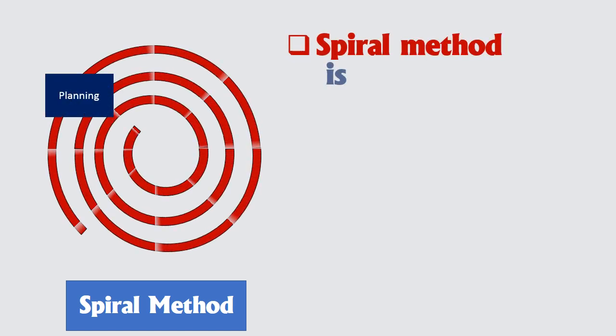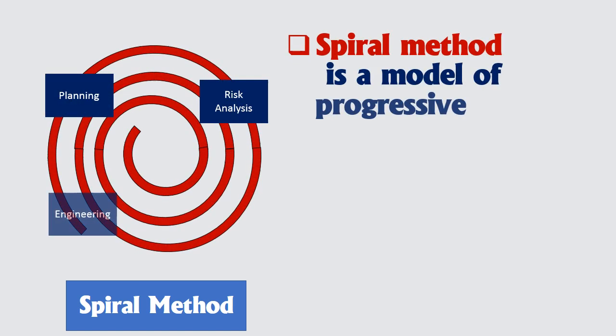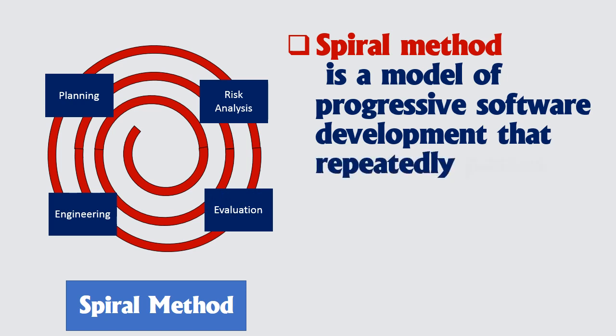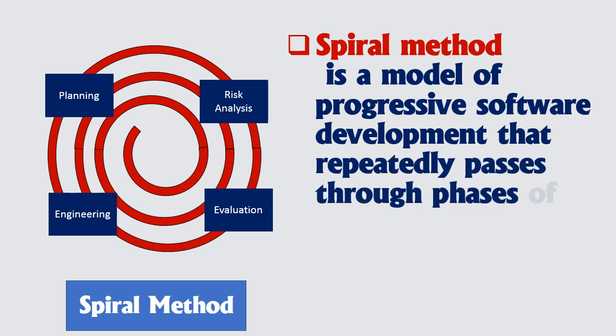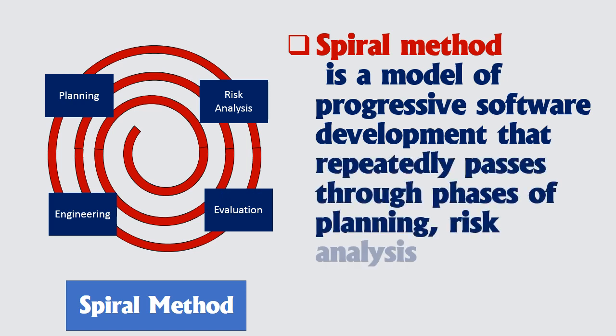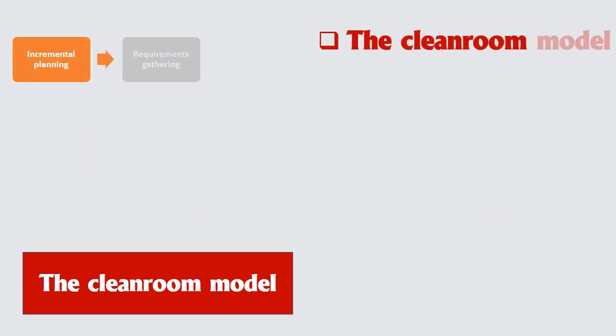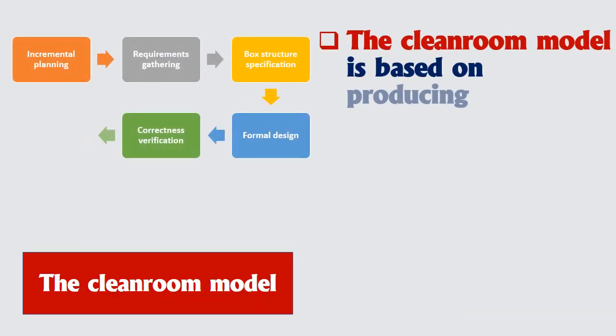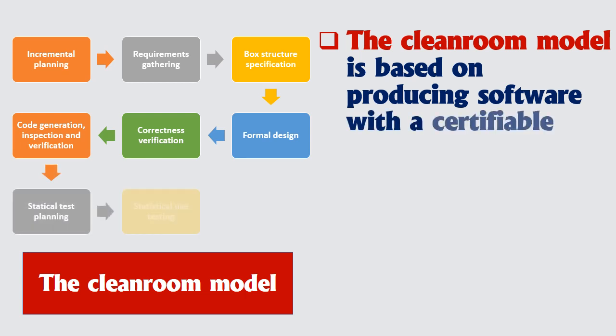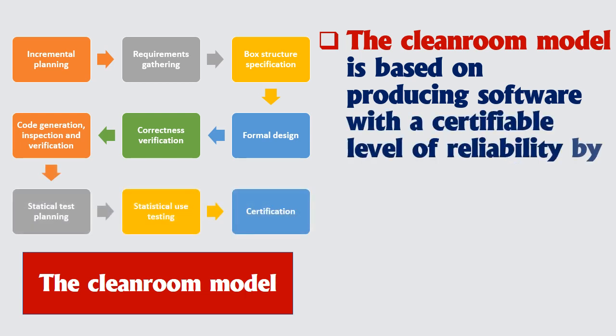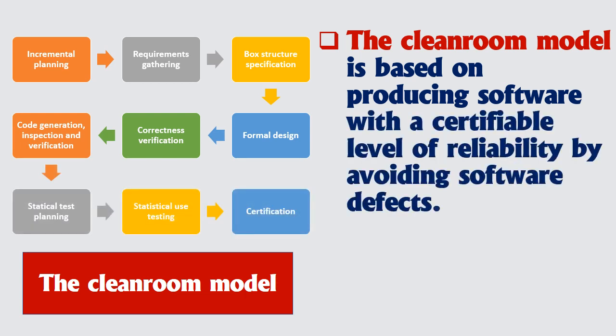Spiral method is a model of progressive software development that repeatedly passes through phases of planning, risk analysis, engineering, and evaluation. The Cleanroom model is based on producing software with a certifiable level of reliability by avoiding software defects.